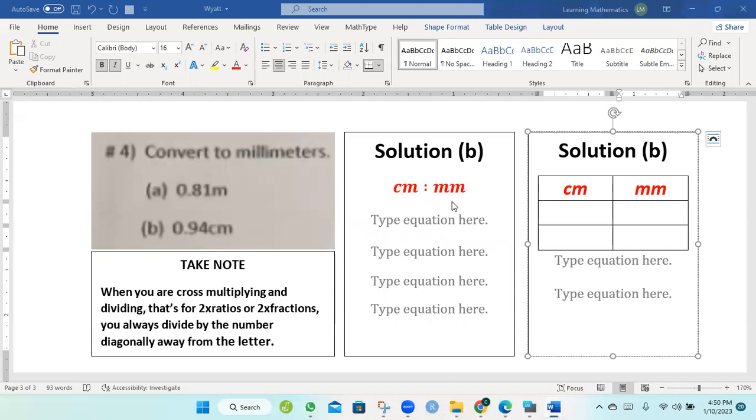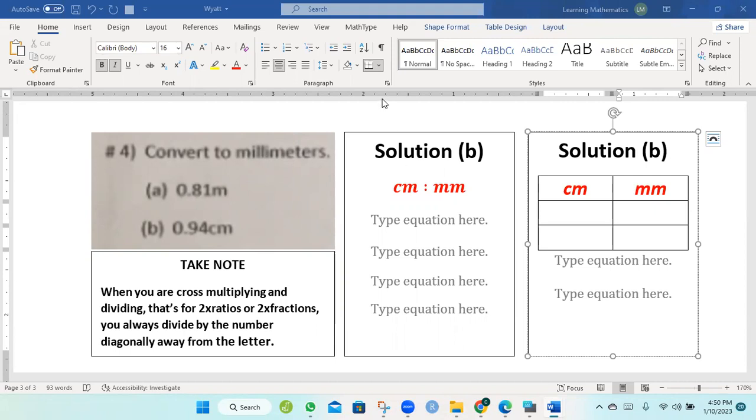After the labeling ratio, the second ratio must have two numbers. One for the centimeters and one for the millimeters. How many millimeters are in a centimeter? If you have a centimeter, how many millimeters is that?